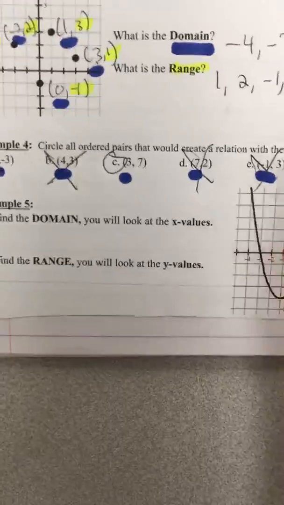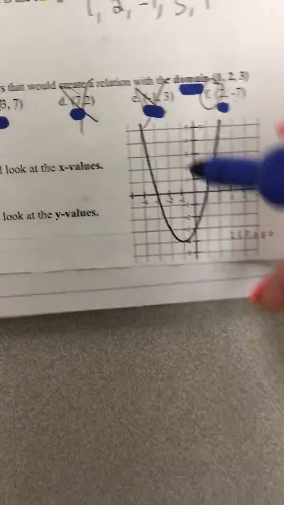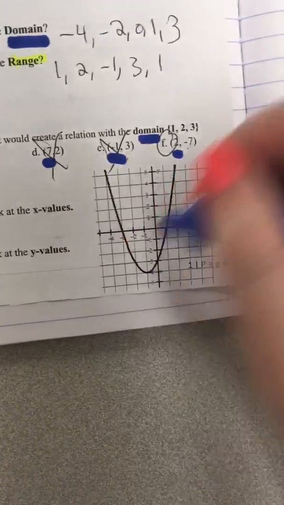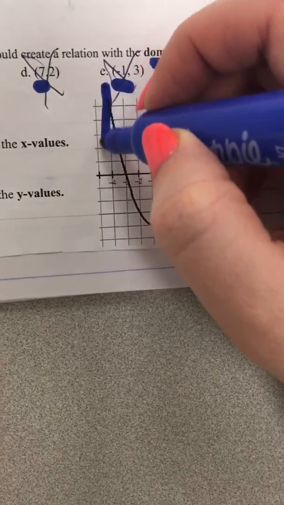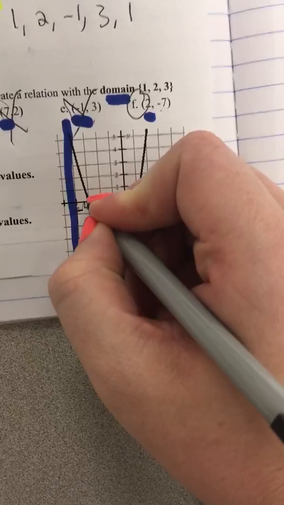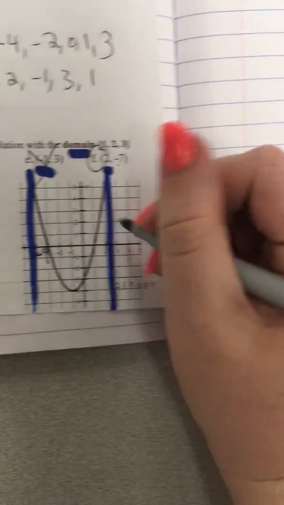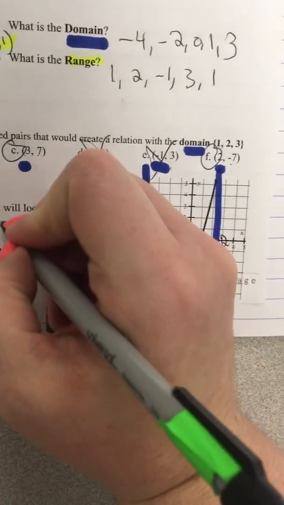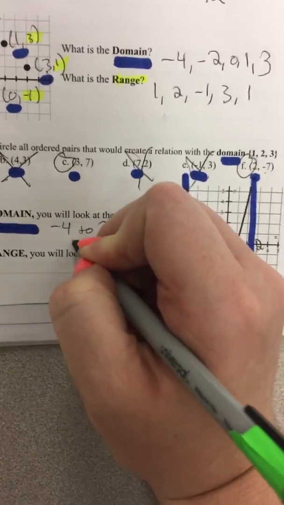So now let's look at it on a graph. So again, for the domain, we're going to look at our x values. So we're going to go from left to right, and I'm going to start where the function starts. Starts right there at -4. And it stops right here at 2. So our domain is -4 to 2. It can also be written like this.